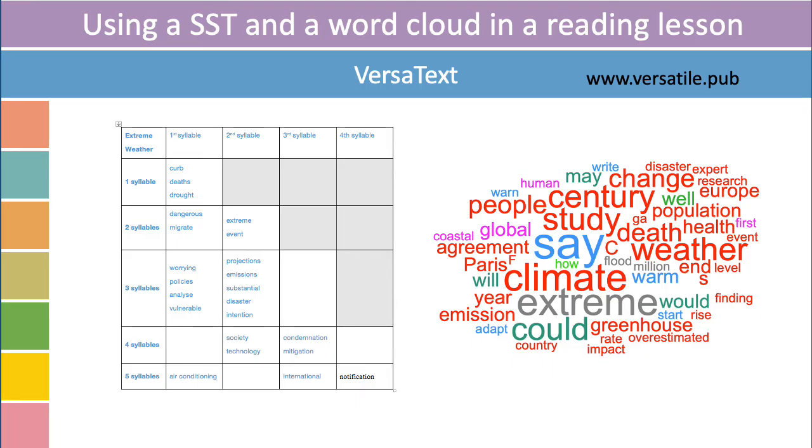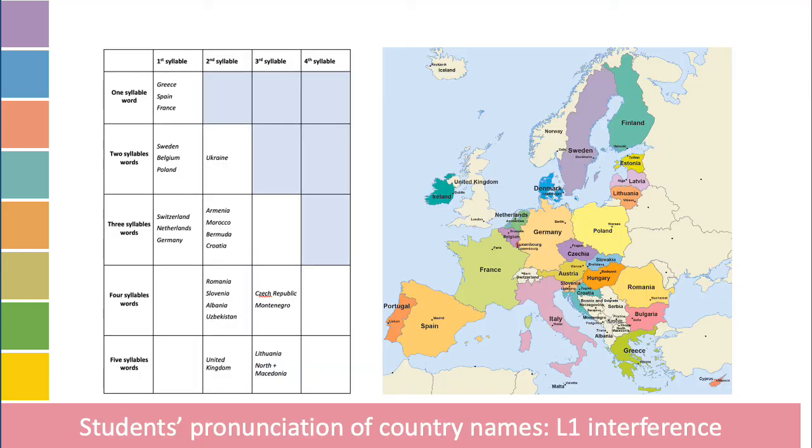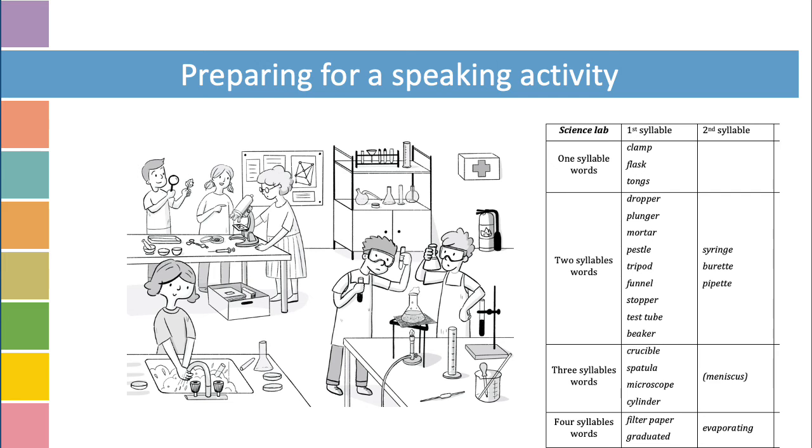In preparation for a reading activity, the students wrote some of the words from this word cloud into the SST. In preparing to do some work on European countries, the students first checked their pronunciation. Because of the influence of their first language, there were many surprises to be had. This picture is actually part of a picture differences activity. It is used in STEM teaching. The students need to be sure of their pronunciation before they spend time doing the activity which uses these words.